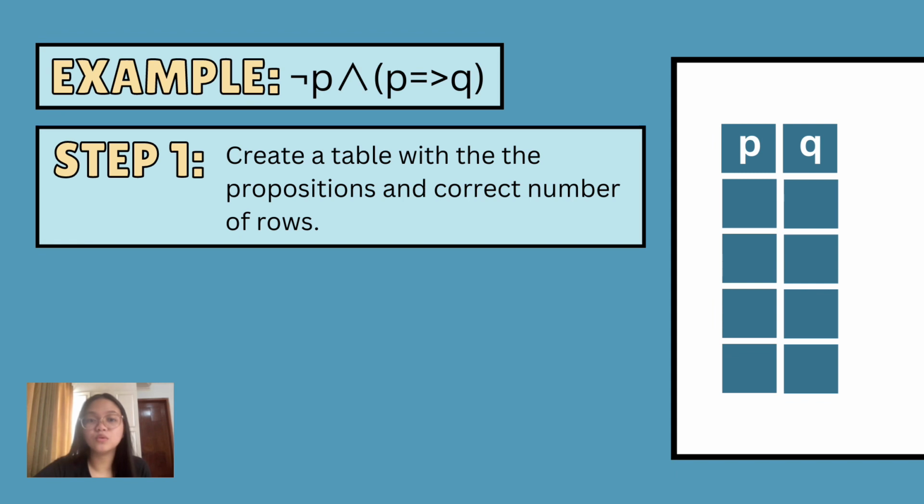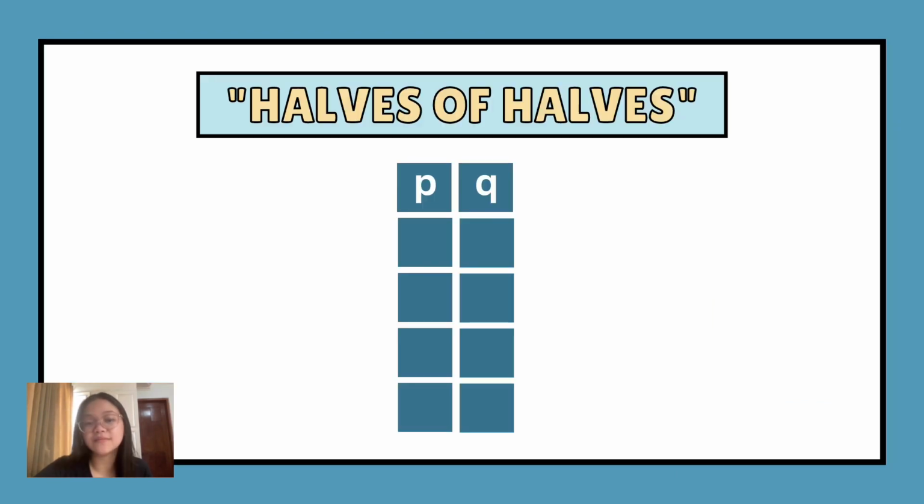To do that, we'll do the thing I like to call the halves of halves. Now take note that this is not an official term, but only a term I like to use when starting a truth table. So what does this mean? Let's see. Let's start with the letter P. We have 4 cells under it, so we put T on the first half, and then F on the second half. That's half of half.